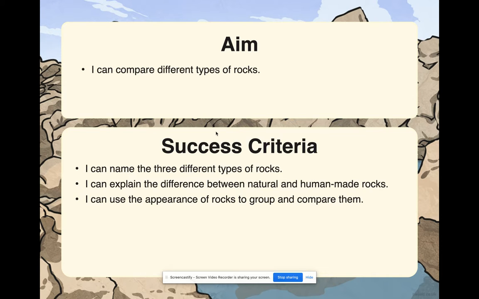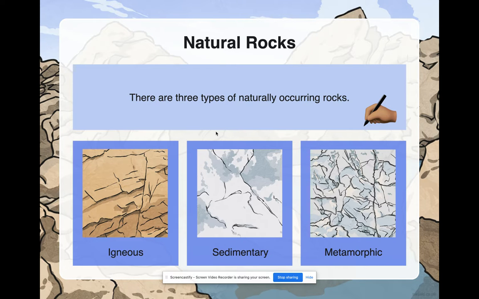So go ahead and make sure you have your science notebook with you, a pen and a pencil. So first, let's talk about the 3 different rocks we're going to identify. There are 3 types of naturally occurring rocks. The word occurring here means that they are present, they exist. So what are the 3 rocks that are known to exist? The first one is igneous, the second one is sedimentary, and the third one is metamorphic.